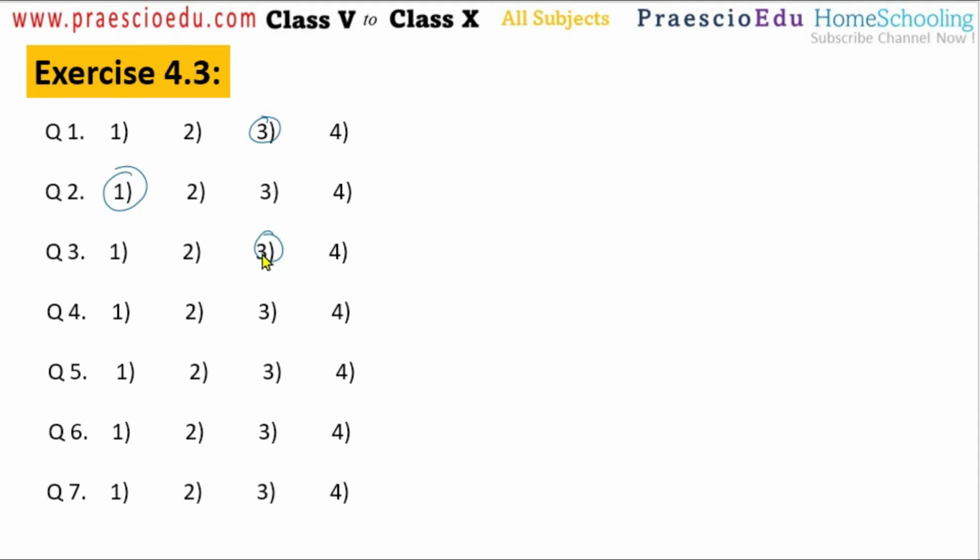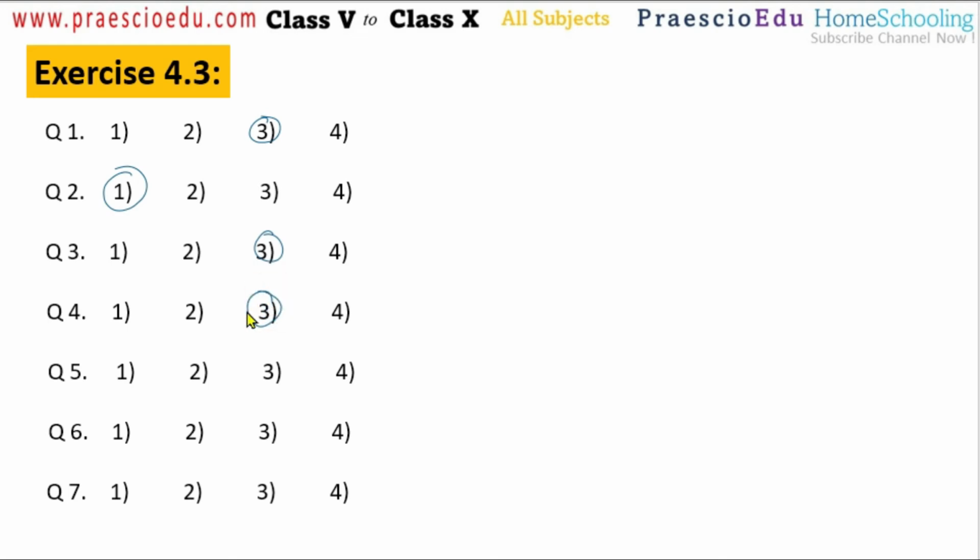Now question number 4. If red is called orange, orange is called yellow, yellow is called green, green is called blue, and blue is called violet, then what is the color of the midday sun? Now we know the midday sun's color is yellow, but we are not calling yellow as yellow. We are calling yellow green. So green means option number 3 is the correct one.